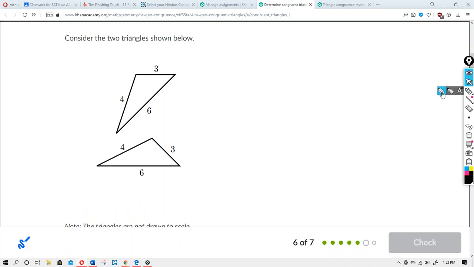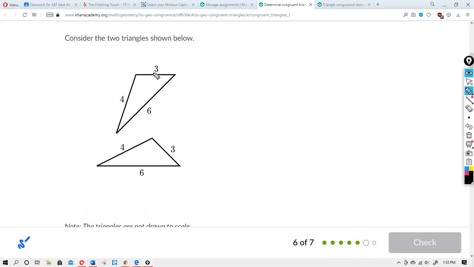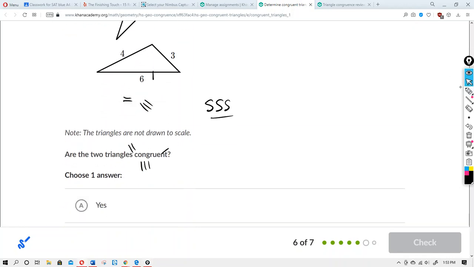Here's one. We have 3 matches to 3, so that's one side. 4 matches to 4, so I'll mark that side. And the 6 matches to 6, so that's 3 sides. So the answer here is yes, because we proved three sides.